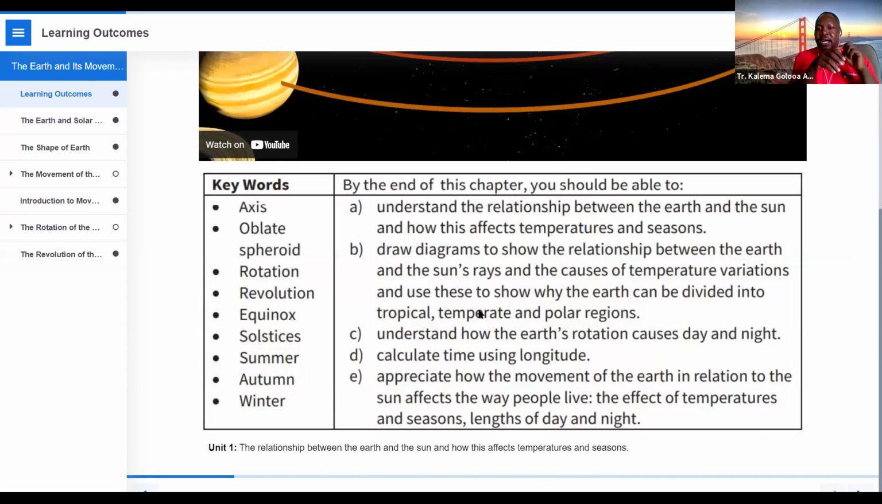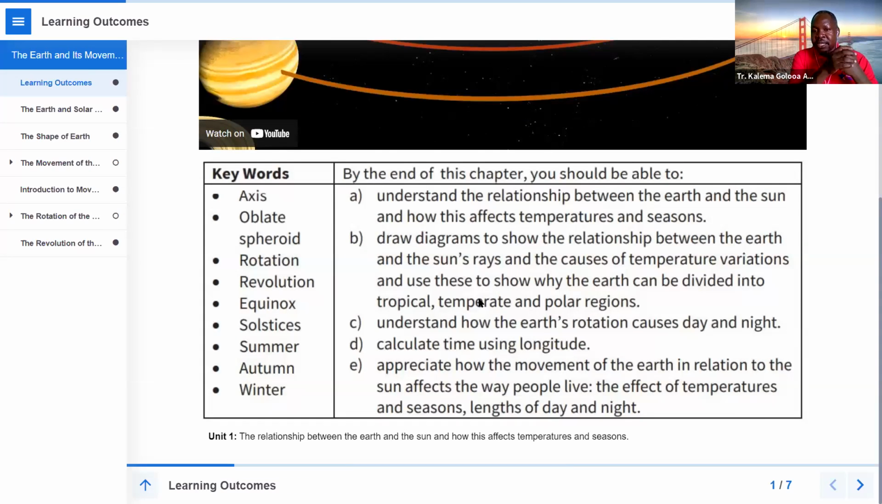Then, to understand how the Earth's rotation influences day and night, we've done that, and calculate time using longitude. How can you calculate time? When I give you longitude 30, what is the time? How do we calculate that? Hopefully, we shall guide you to reach the answer without just telling you what it is. And finally, to appreciate how the movement of the Earth in relation to the sun affects the way people live. Does the movement of the sun affect how people live? So we want to explore that one by the end of this particular unit.